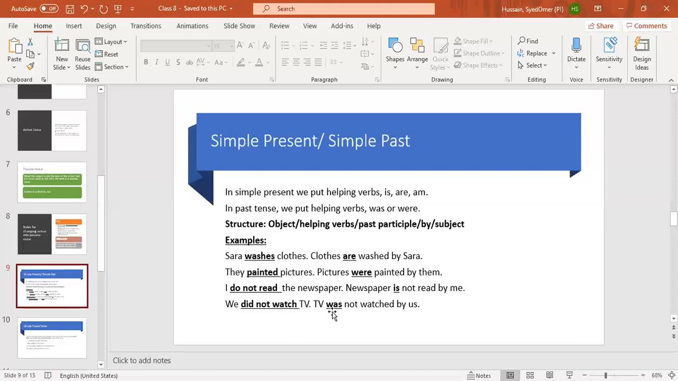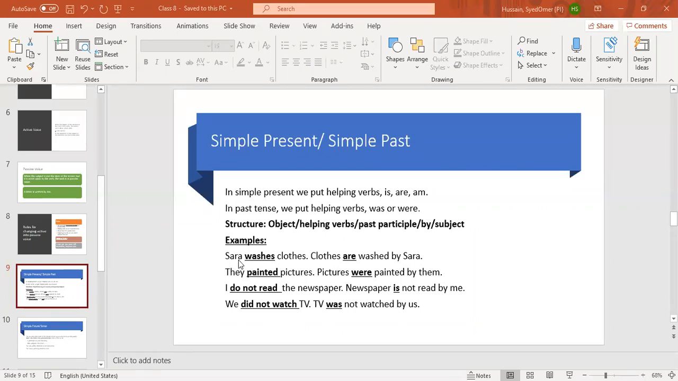So students, you don't need to be confused. Object, past participle, by, subject remain the same. The only change which comes is in the helping verbs. If it is simple present, helping verbs are is, are, am. And if it is past tense, the helping verbs are was or were. Now look at the sentence. How you are going to identify a sentence is extremely important. That is why I've started active passive voice now, because we have already done the tenses. So you are clear about the tenses.